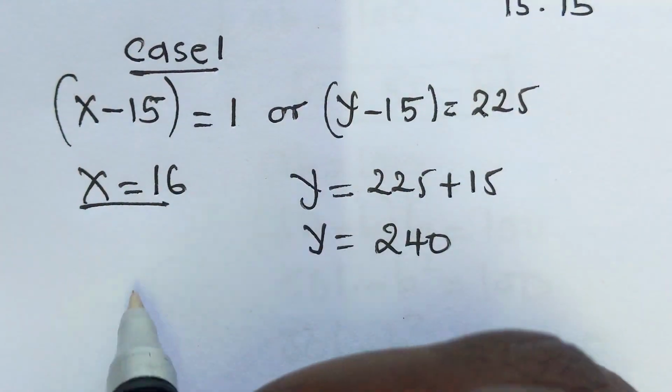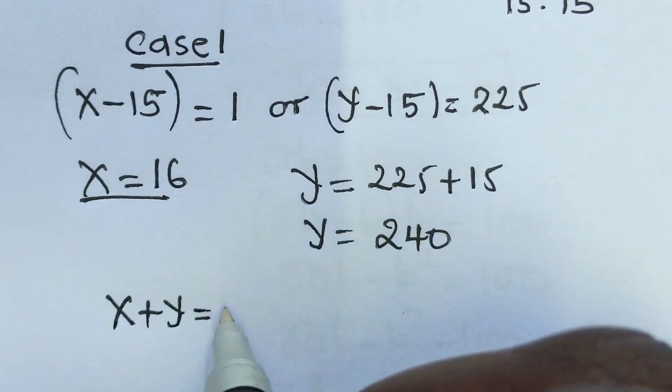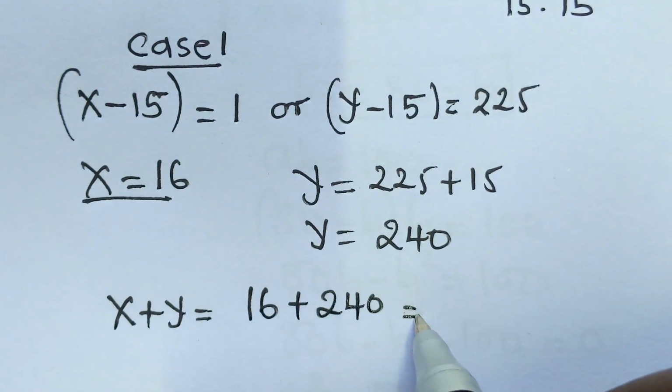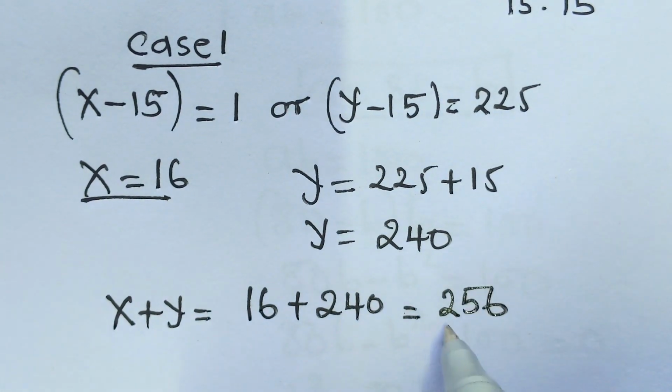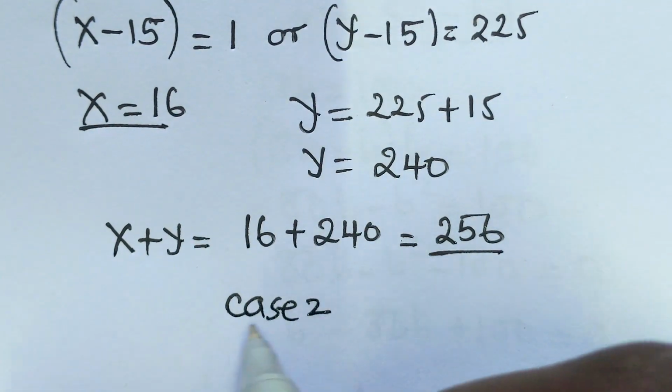So that in case 1 we shall find the value of x plus y equals 16 plus 240, which equals 256. What about case number 2?